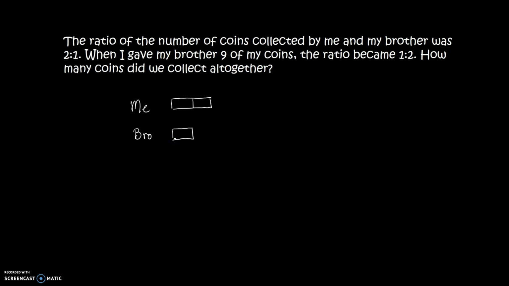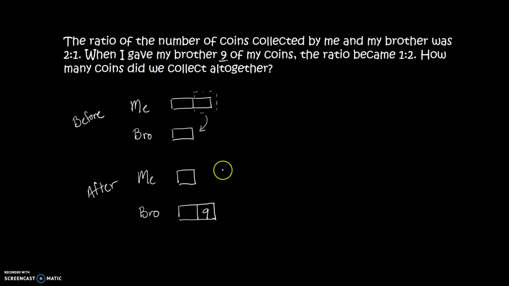Then it says when I gave my brother 9 of my coins, the ratio became 1 to 2. Let's just label that. The thing that's changing here is I'm going to give one of my units to my brother. And now I have 1 unit, and my brother has 2. And my problem tells me that that 1 unit is 9. So let's go ahead and label that.